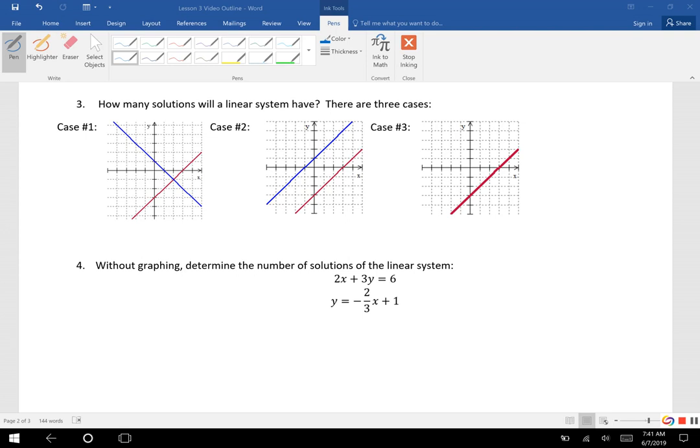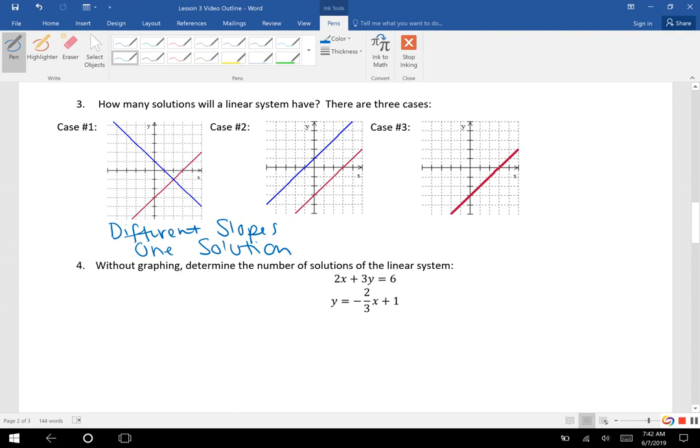Now notice in the previous example, the lines crossed at only one place. This is what's going to happen really most frequently. And I'm calling this case 1. In fact, anytime your two lines have different slopes, and so that's what I have drawn in case 1, anytime the slopes are different, the lines are slanted in a different direction, you're always going to have one solution. There's going to be only one point where those two lines cross.